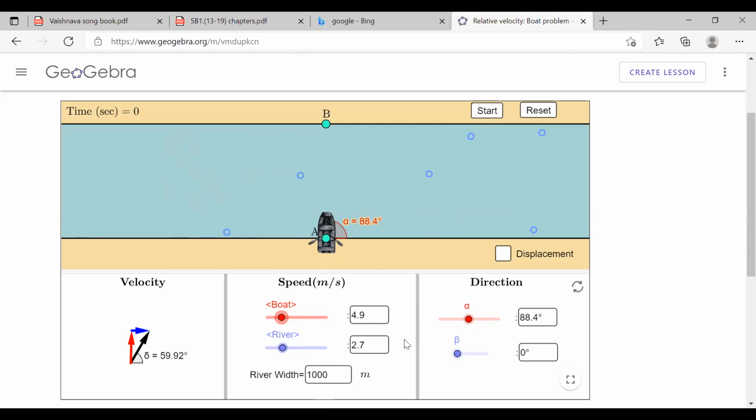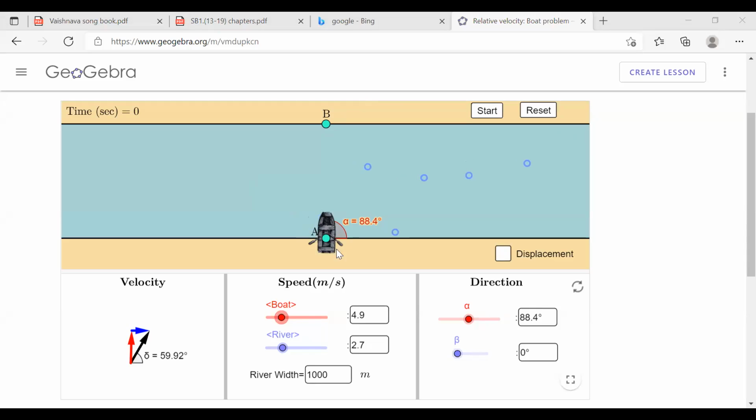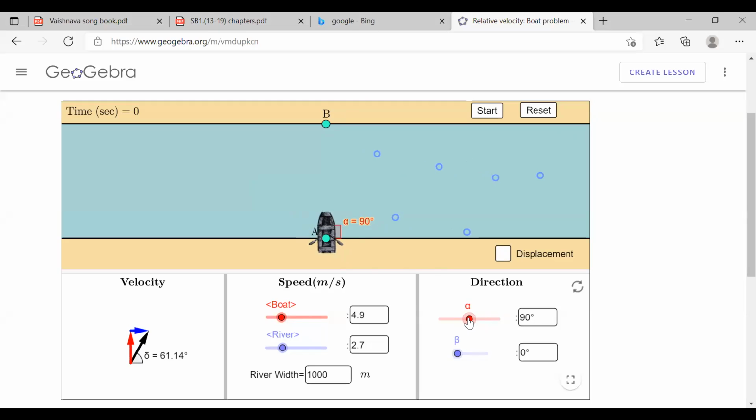Now suppose I start at A, aiming to reach B. Can I reach if I start like this? No, sir. We can't reach. Why? Because the river velocity acts on the boat. The river is not still, it is moving. If the river is still, then we can go, sir. Then we'll reach.